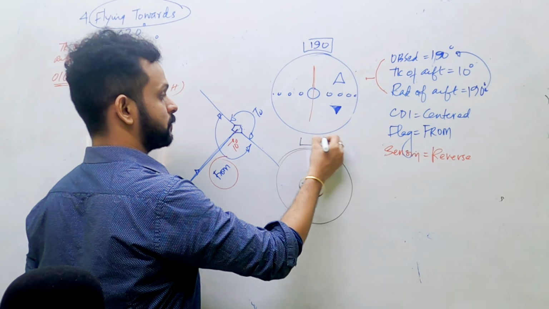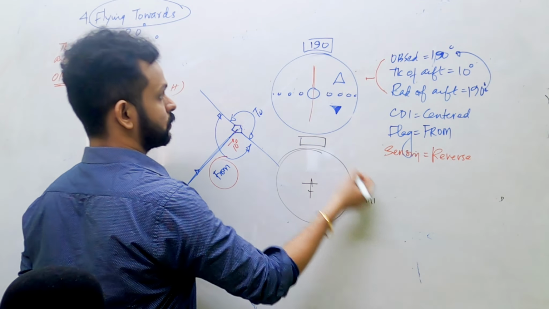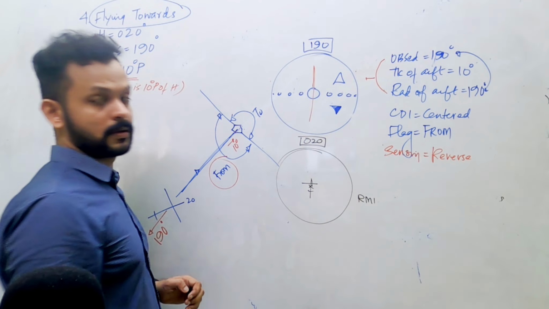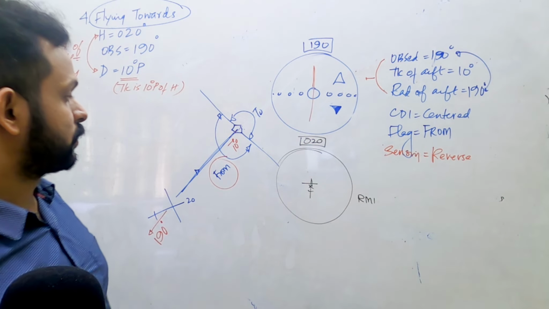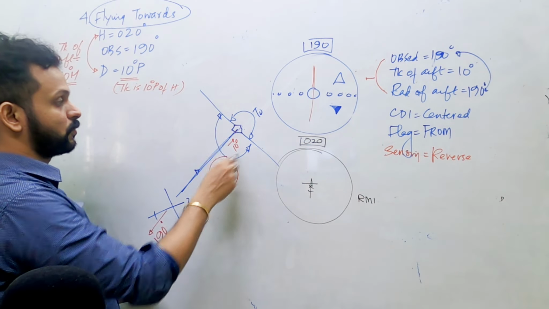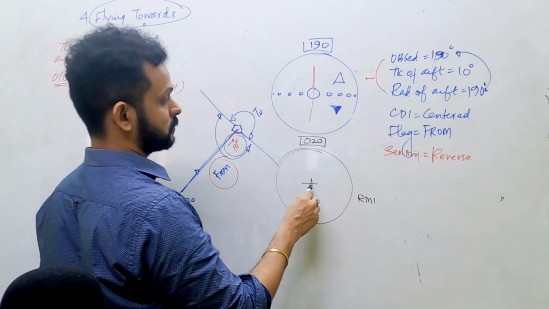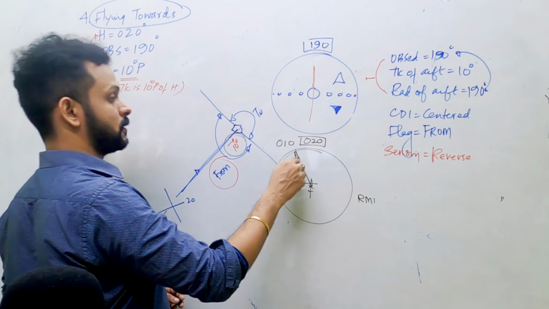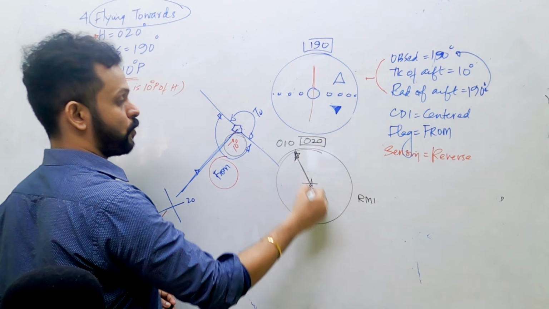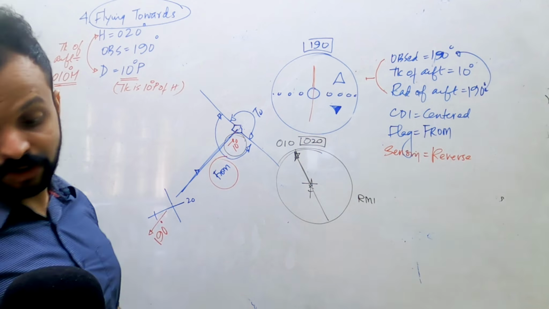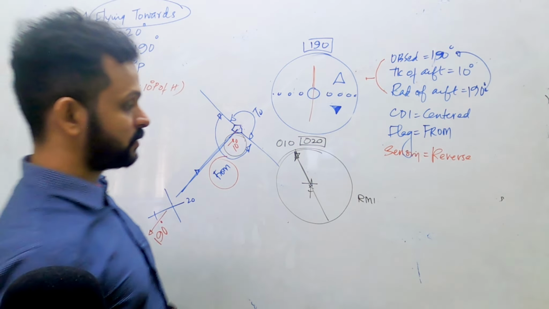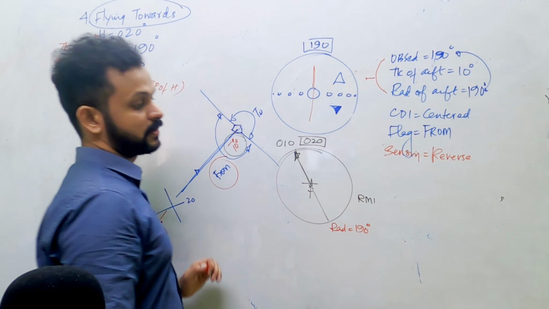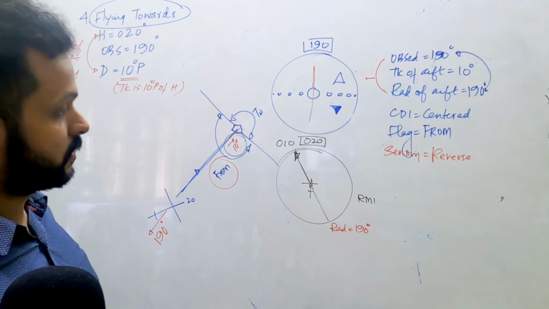What is the head of the RMI? Heading. Which is 020. What does the RMI indicate? QDM. What's the QDM? It is a magnetic track to the station. So that is 010. 20 is here, therefore 10 degrees is right here, therefore this is going to be the indication. What does the tail indicate? In case of VOR RMI, it indicates QDR, which is nothing but the radial of the aircraft, which is 190. That shows a radial, which is a QDR, right?